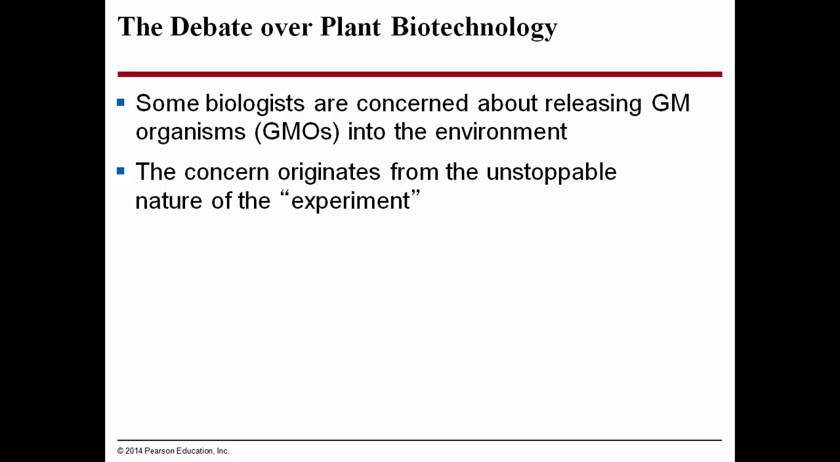Some biologists are concerned about releasing genetically modified organisms into the environment. What happens if they crossbreed with closely related species and impart those disease and herbicide-resistant qualities into those plants? Will those plants become superweeds? The concern originates from the unstoppable nature of the experiment. When you're putting these genetically modified crops into the environment, you really don't have any control, because insects and the wind are blowing the pollen from the different transgenic plants into the neighboring fields, and they may be bringing those traits into other plant populations.